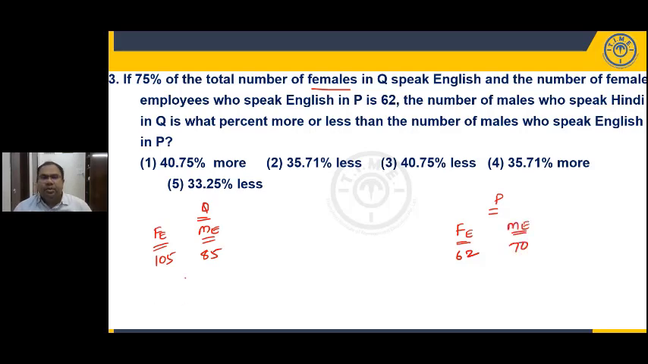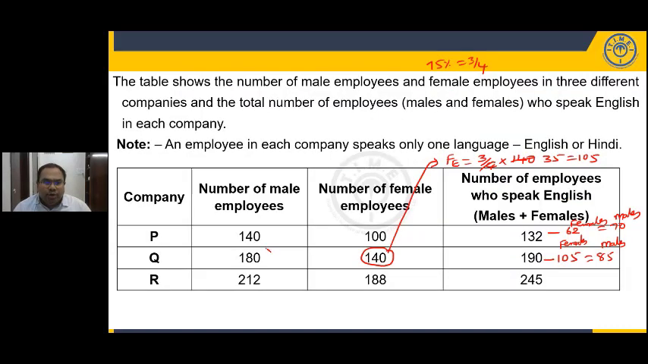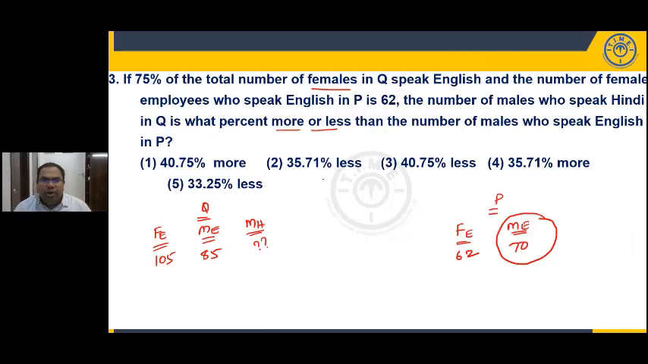What's the question? The number of males who speak Hindi in Q, is what percent more or less than the number of males who speak English in P? We have the number of males who speak English in P, 70. Males Hindi we have to find out. Look at Q. The total number of males is 180. Out of this 180, 85 are speaking English. So if I subtract, 95 will speak Hindi. So males Hindi 95, males English 70.